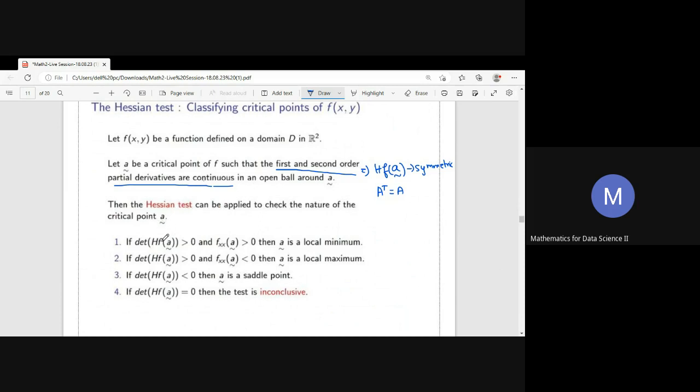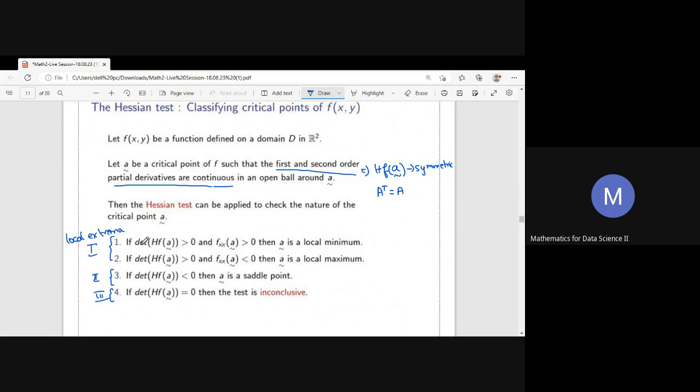How are we going to do that? We are going to look at the determinant of this Hessian matrix and also look at the value of the second derivative at the specific point. First of all, you have three cases. This is case 1, this is case 2, and this is case 3. In case 1, when the determinant is positive, you are going to have local extrema.